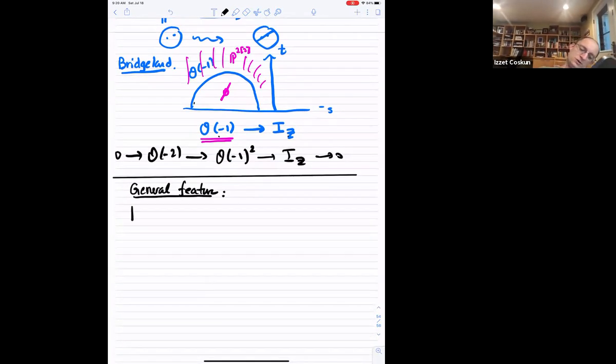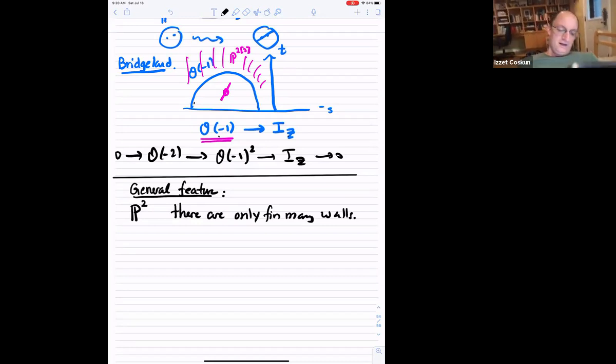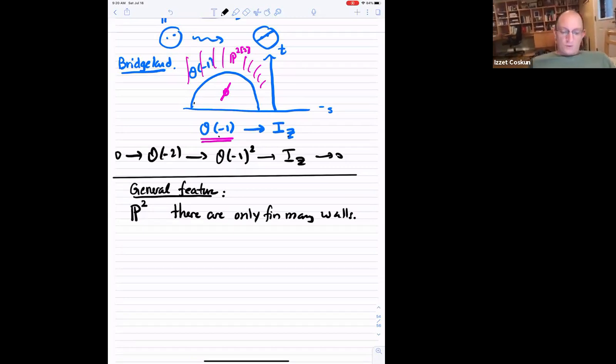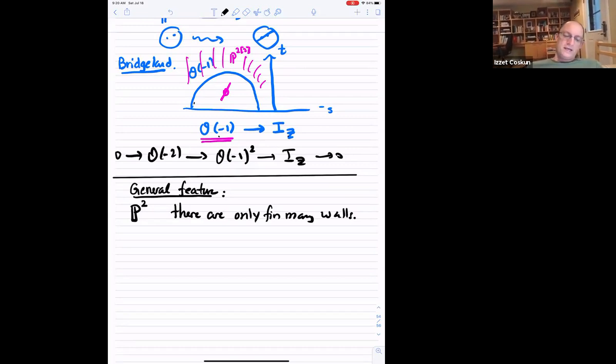When we are talking about P2, then there are only finitely many walls. In both pictures, both in the Bridgeland picture and the Mori picture, it turns out that moduli spaces of sheaves on P2 are Mori dream spaces. So there are only finitely many walls, and in particular, there's always a largest wall.